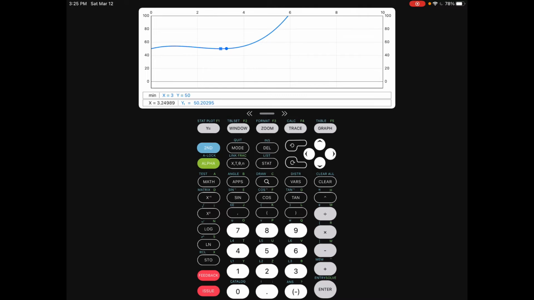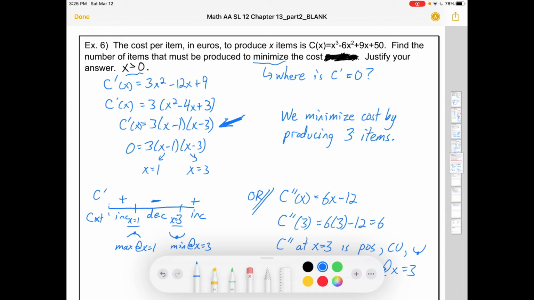So if the endpoint could have been included, which the question said that it wasn't, x had to be greater than 0. But if x could be 0, then that would be the location of another minimum. Sometimes you do have to check the endpoints if they are actually included. And in that case, you'd minimize the cost by either producing 3 items or 0 items. Though producing 0 items probably isn't going to bring you a lot of revenue.